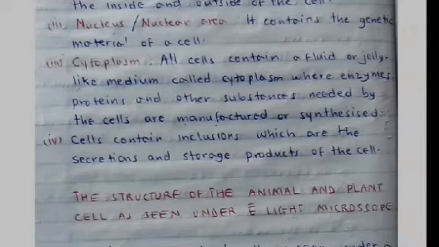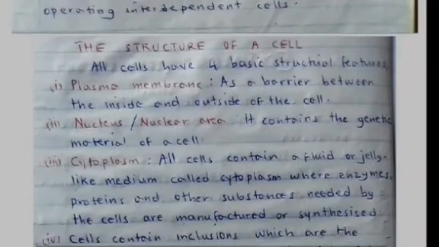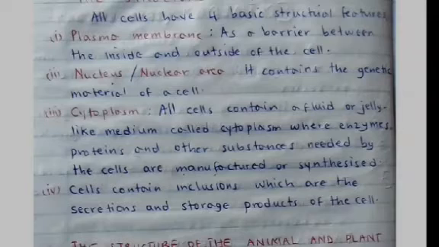Then cells contain inclusions, which are the secretions and storage products of the cell. So those are the four basic structural features that are common to all cells. They are those ones.